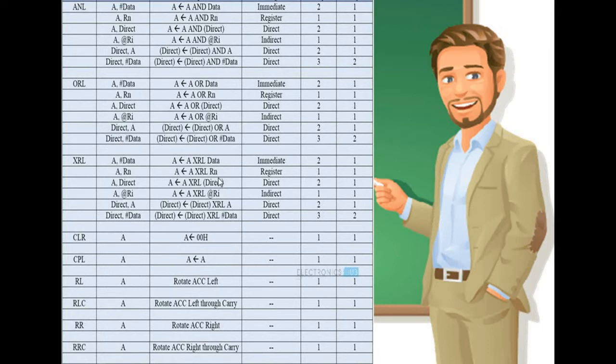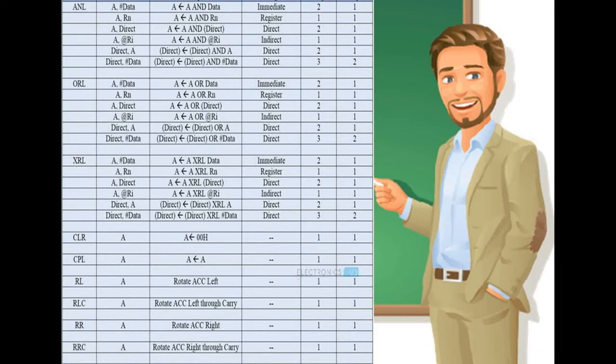So here we are going to take the register value, and whatever the contents may be in that register, it will be XORed with the accumulator, and the resultant is stored in the accumulator. Here it is a direct addressing mode, and in this direct addressing mode, the data which is stored will be XORed with the accumulator. So vice versa, as we have seen previously.